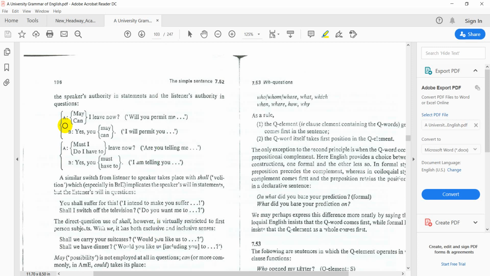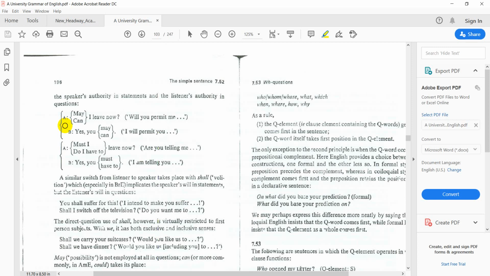See, it is in the form of a question. Are you telling me to leave now? Are you obliging me to leave now? The speaker will say, yes, you must leave now. Yes, you have to leave now. I'm telling you to leave now.